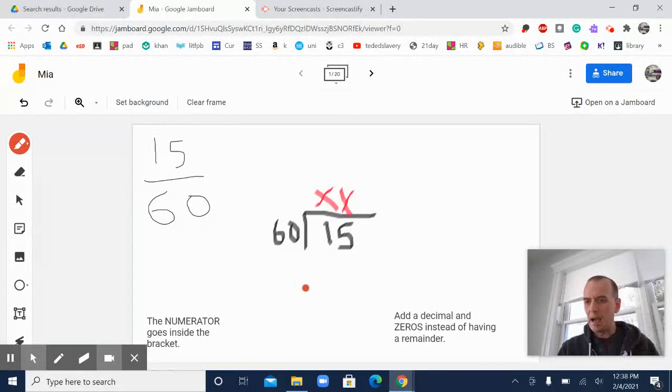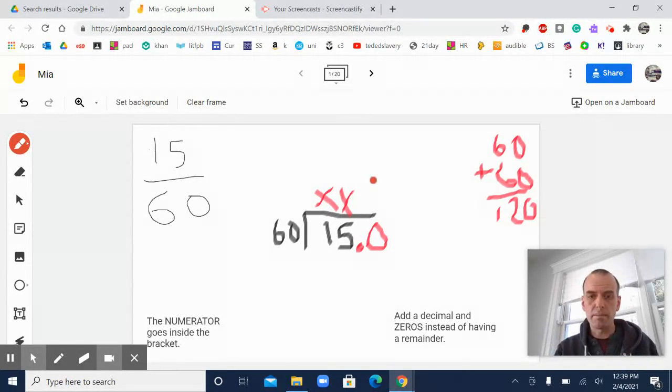Now, I want to keep going though. I want to turn this into a decimal. So instead of just 15 ones, I can make this 15 ones and 0 tenths. It does not change my number. Okay, so does 60 go into 150? I'm sure it does. 60 plus 60 is 120, right? So I think it goes in 2 times. So I put a 2 here. Oh, you also have to put the decimal up on the answer line. Then 60 times 2 is 120.